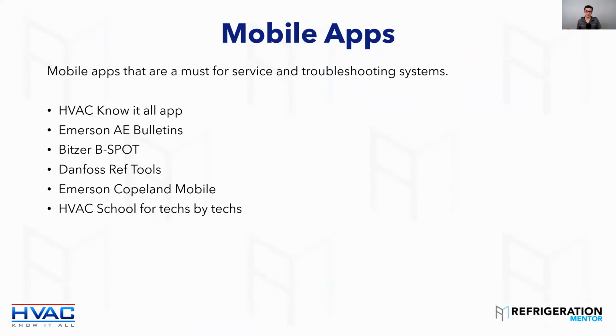You need these other apps as well. Emerson AE bulletins. These are the manuals for all the Emerson products, like Copeland and their demand cooling and their CoreSense. If you work on any Copeland stuff, you need to have that app. You're going to learn why I feel like I'm so good at refrigeration now: reading hundreds of these documents over and over and over again, and then going and applying it in the field.